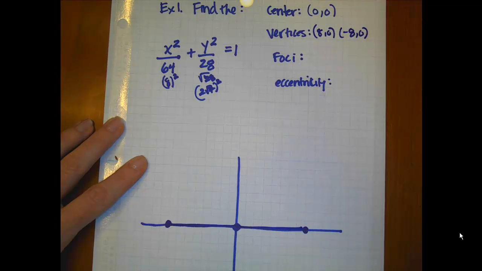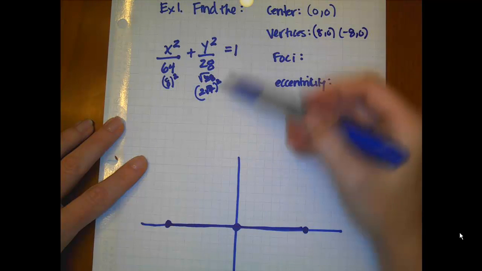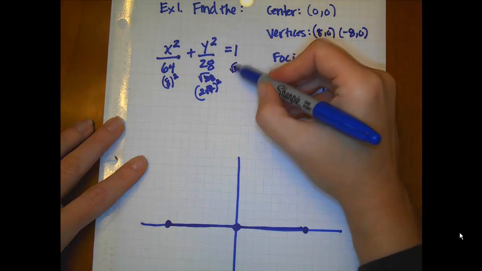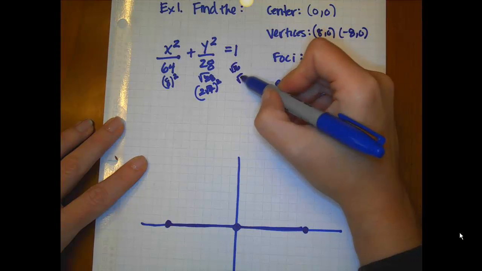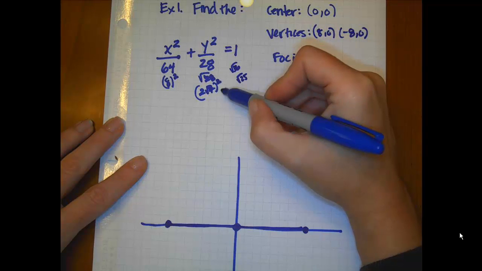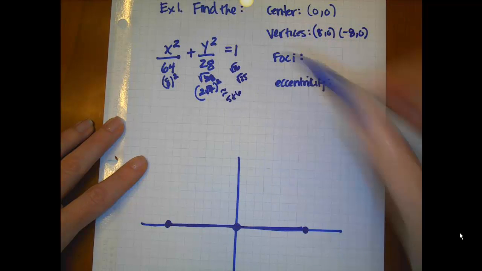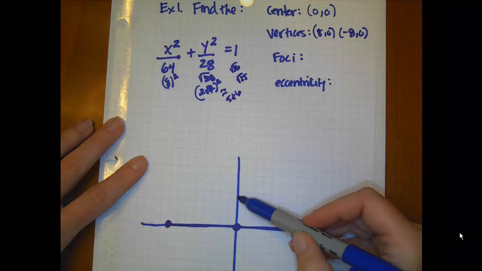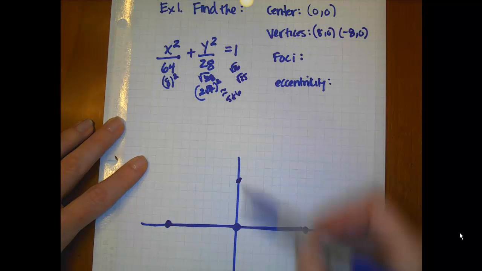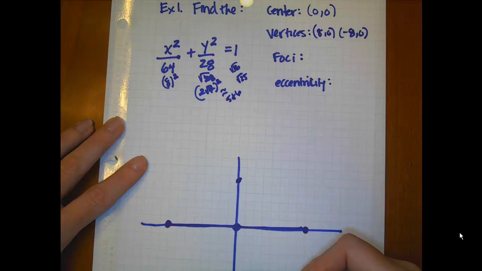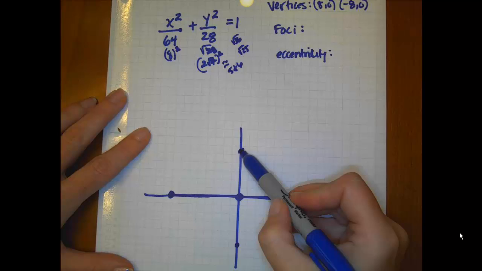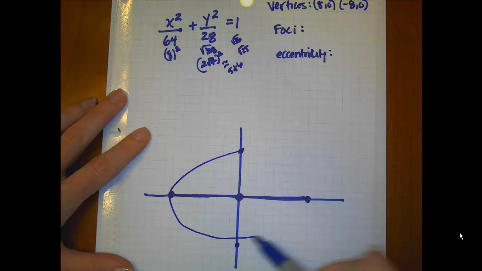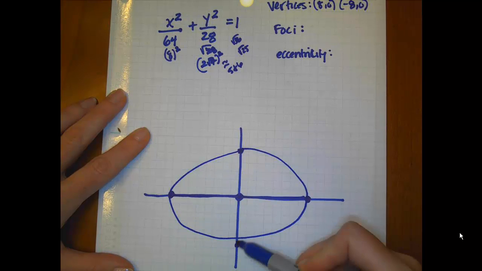Okay. Now, 2 root 7, if I think of root 28, is in between root 25 and root 36. So that means root 28 is somewhere between 5 and 6. So I'm going to go up 1, 2, 3, 4, 5, and a little bit more, and down 1, 2, 3, 4, 5, and a little bit more. Let me move this up a little bit. Okay, and so here is a really, ooh, I missed, but you get the picture. Here's a really rough sketch of my ellipse.